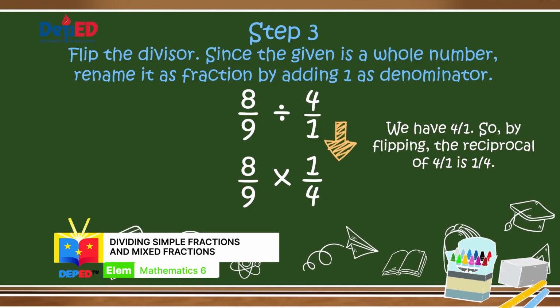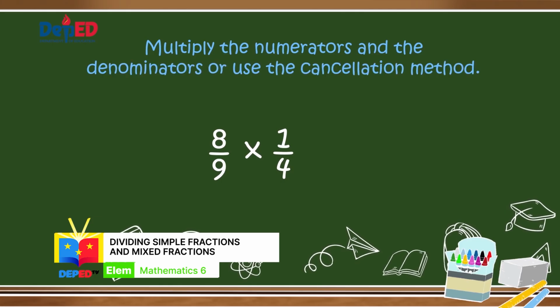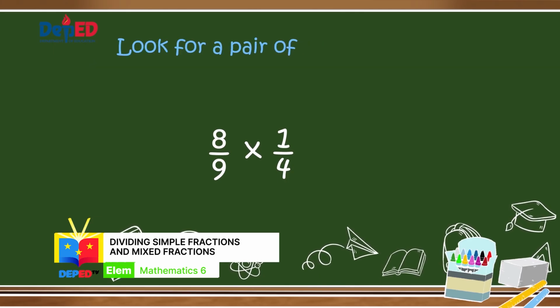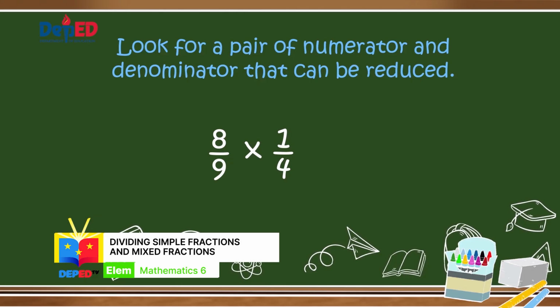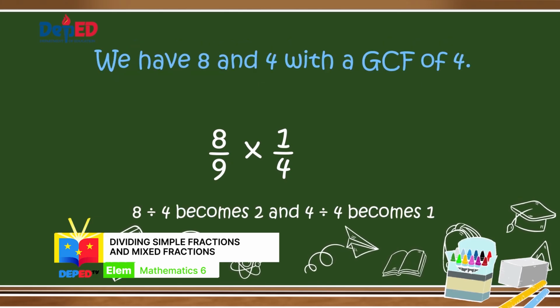Now, multiply the numerators and the denominators or use cancellation method. 8 ninths multiplied by 1/4. Look for a pair of numerator and denominator that can be reduced. We have 8 and 4 with a GCF of 4.